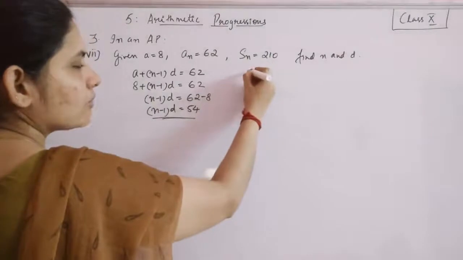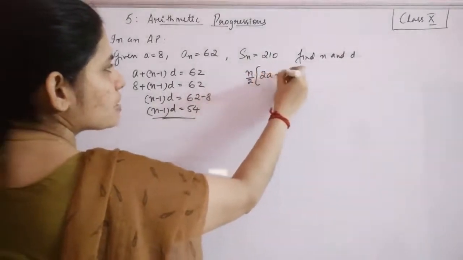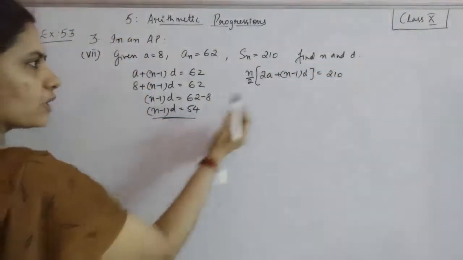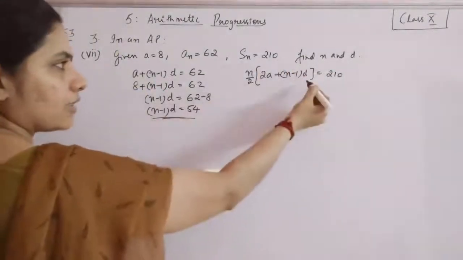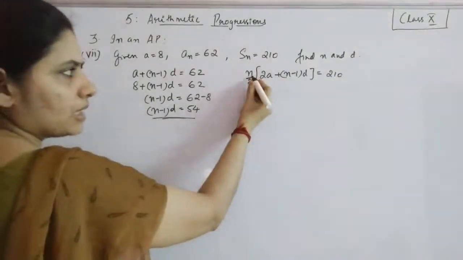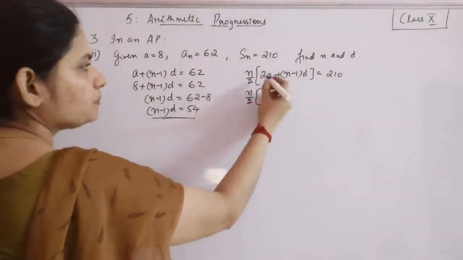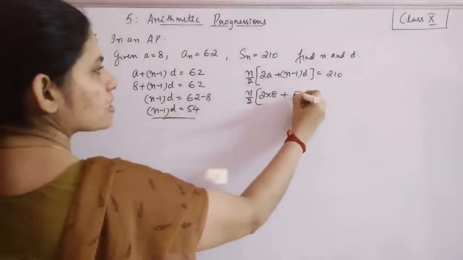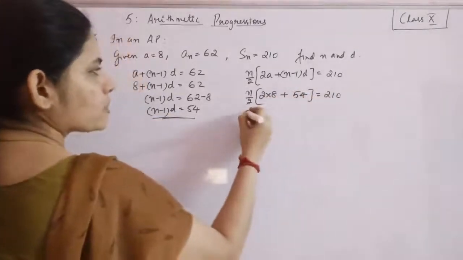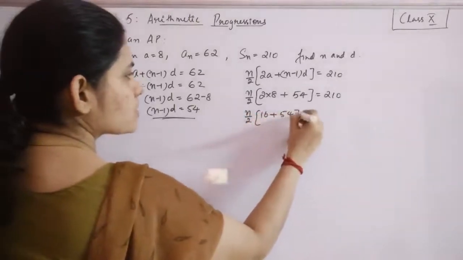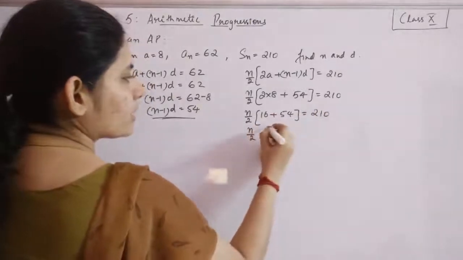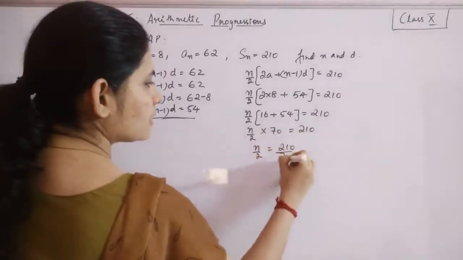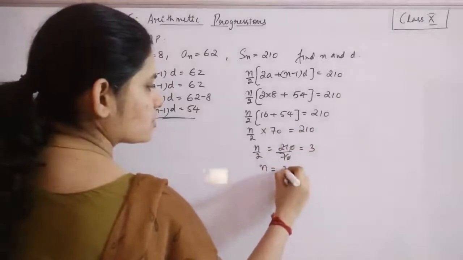Now Sn equal to 210 means n by 2 into 2a plus n minus 1 into d is equal to 210. Now you can just see n minus 1 into d value you have as 54, and here you have n minus 1 into d, so that we can replace that value in order to avoid that d. Because n will be there here in this place. So n by 2 into 2a will give you 2 into 8 plus n minus 1 into d can be written as 54 is equal to 210. So you get n by 2 into 16 plus 54 is equal to 210. That means n by 2 into 70 is equal to 210. N by 2 is equal to 210 divided by 70, so that you will get it to be 3. So n is equal to 3 into 2 is equal to 6.